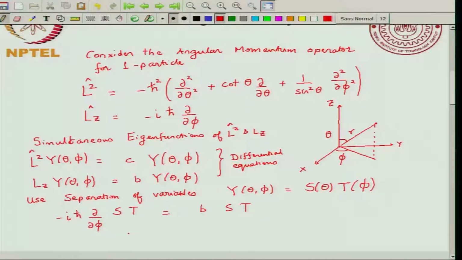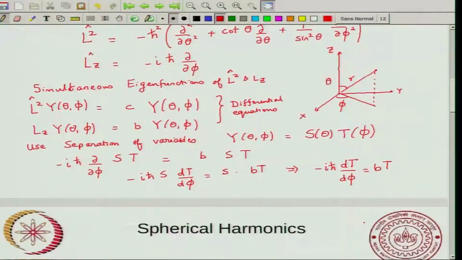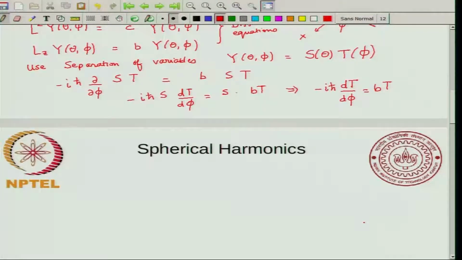So, I can write this as minus i h bar s dT/dφ equal to s times bT. I am deliberately writing the s in front, and what you can do is cancel the s on both sides. This gives you the relation minus i h bar dT/dφ equal to bT. So, this is the differential equation for T, and it is a really simple differential equation.